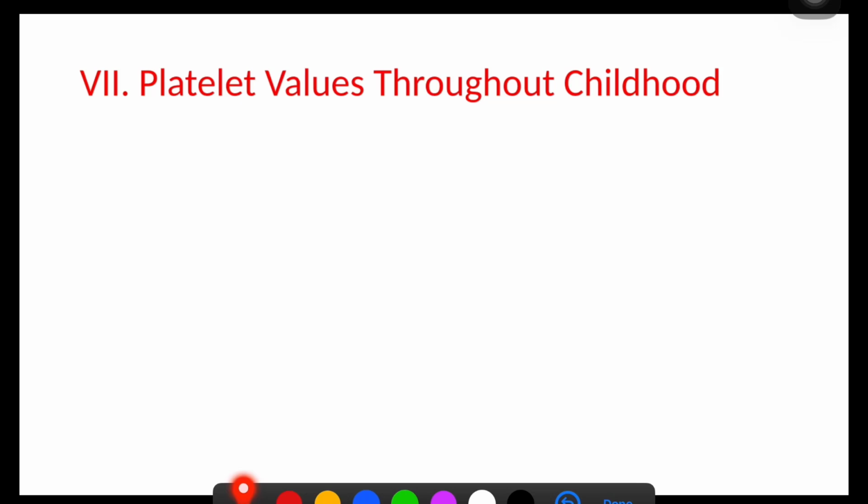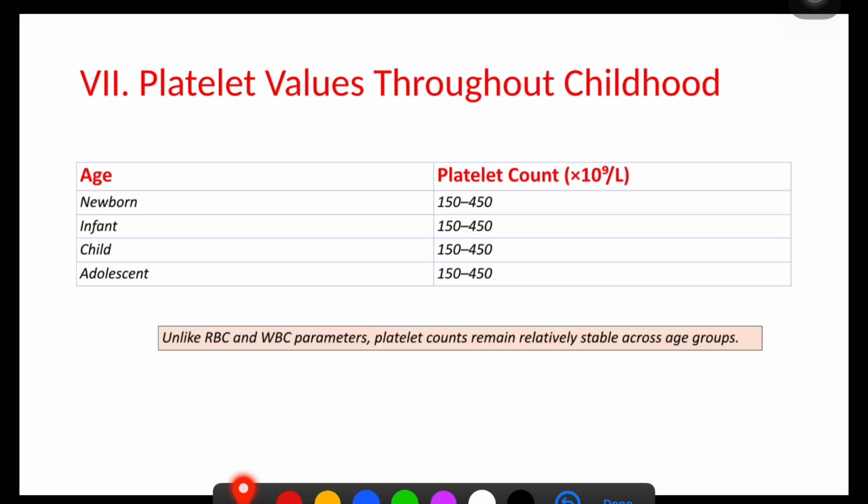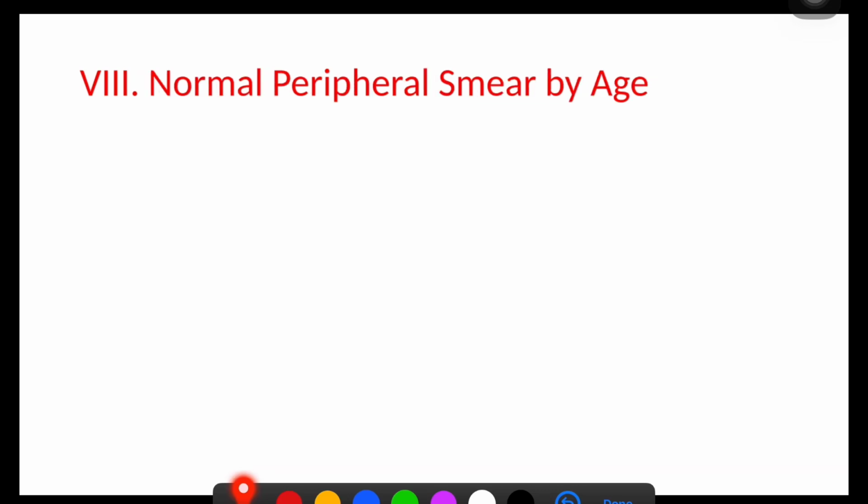So now let's see platelet values. Throughout childhood they remain the same, either in newborn or adolescent. It is 1.5 to 4.5 lakh per cubic mm. So it is stable across all age groups.